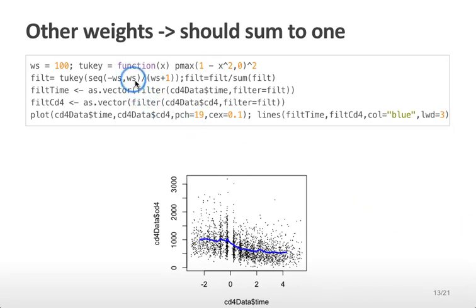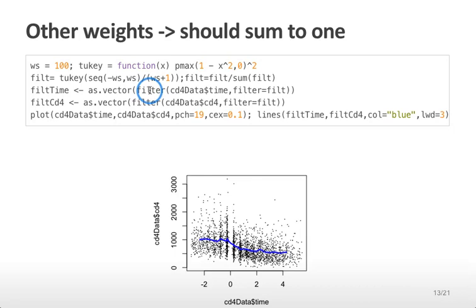We could then use that same Tukey weighting function and apply it with the filter command. So again, we defined our window size here to be 100. We define the Tukey weights according to the function as we showed on the previous slide. Then we create the filter weights by applying the Tukey function to the sequence from minus ws to ws and dividing by its sum so that the weights sum to 1.